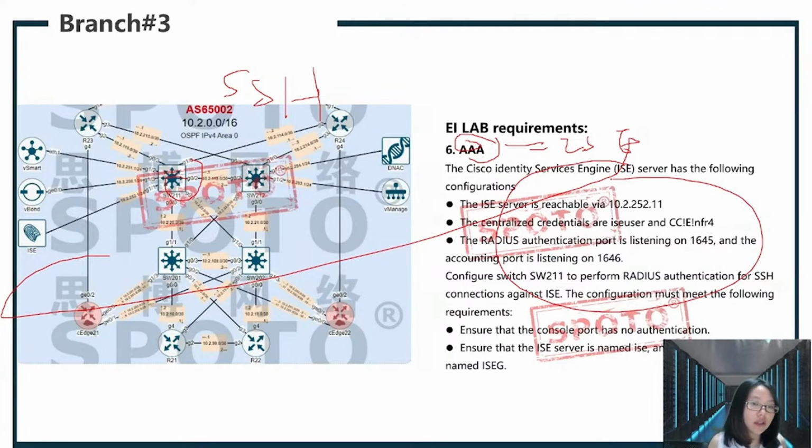So I just told you the ISE is associated with the switch, and RADIUS authentication is required when other devices log into switch 211 through SSH. Okay, so the above are the requirements for the new version of routing and switching. So if you have learned the old version, you will find that the new version is very simple.